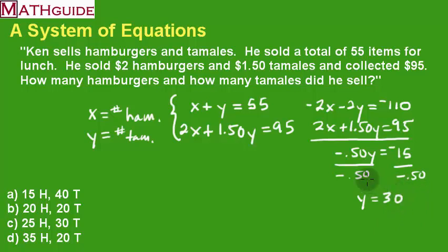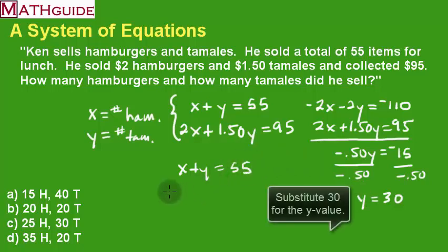So I know right away he must have sold 30 tamales, because y stands for the number of tamales. Now let's figure out what the x value is. I'm going to go back to the easy equation, and I'm going to put that value in for y.